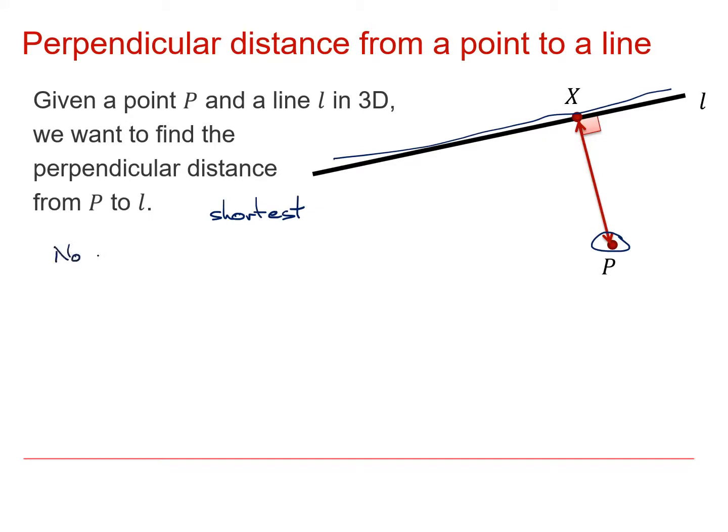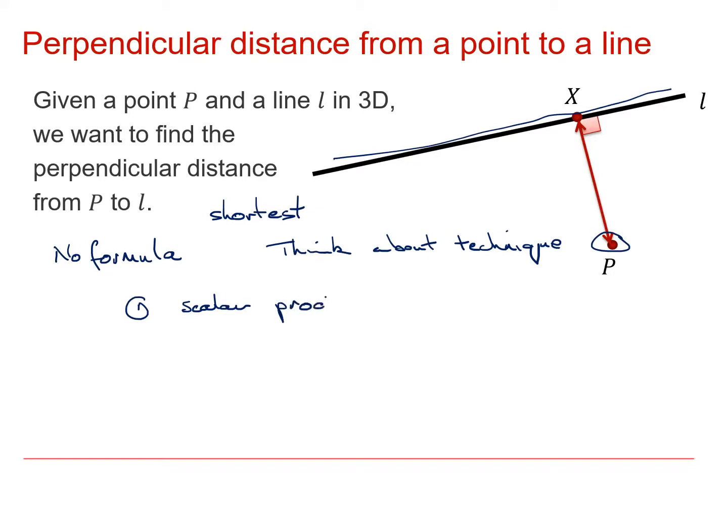And sometimes we'll be asked for the shortest distance rather than the perpendicular distance. Notice we've got no formula for this. And consequently, we really need to think about what we're doing. So you need to think about the technique before we start. In fact, we're going to look at 2 techniques. One of them involves using the scalar product, and the other involves using the vector product.